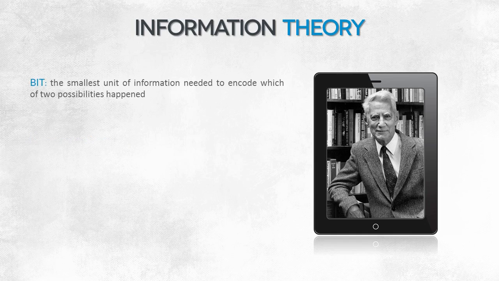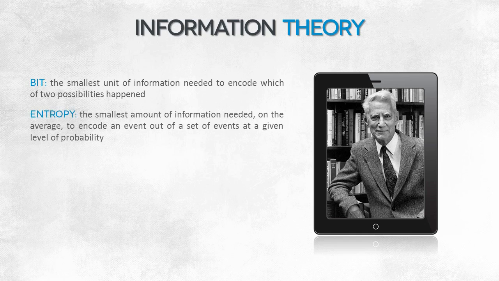Shannon first coined the word bit. A bit is defined as the smallest information unit required to encode one of the two values, 0 or 1. We'll come back to this later. The other term Shannon used is entropy. Entropy is the smallest amount of information needed, on the average, to encode an event.